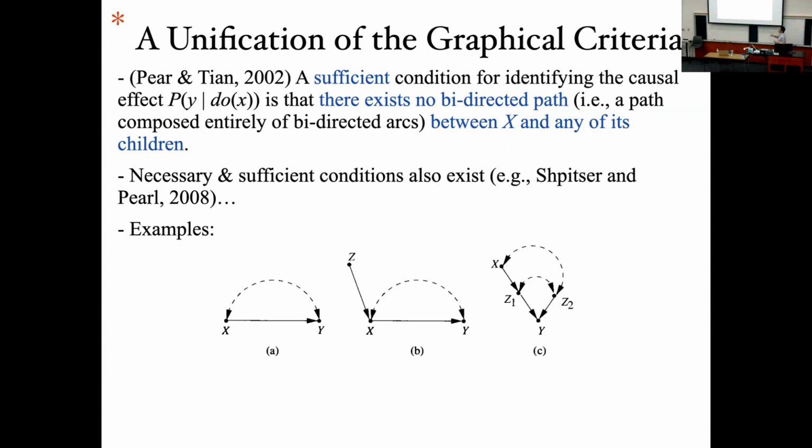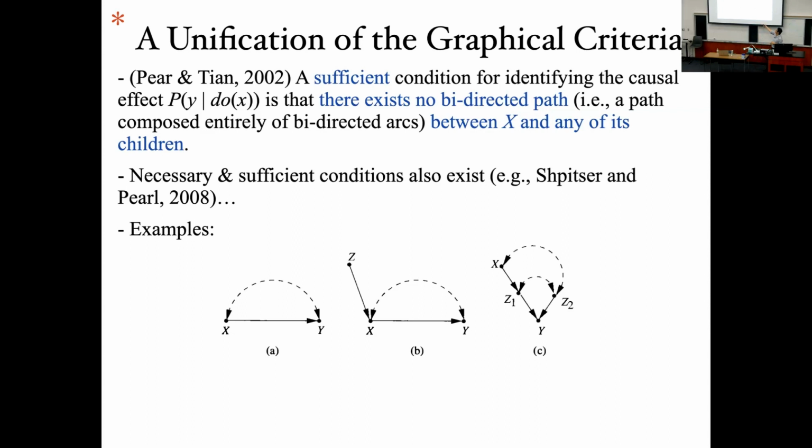Okay, now let's check the condition. Example A, do you think this condition holds true? Y is a child of X. Is there a bidirected path between X and Y? Yes, right? This is a bidirected arc to denote that there is a latent confounder for X and Y. Clearly, this is violated. Second one, you have Z here. Do you think the condition holds true? It's the same thing, right? Again, it's violated.